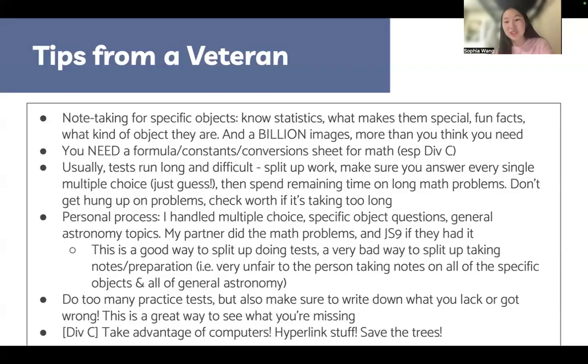Next, astronomy tests usually will run long and difficult. Lots of questions, not a lot of time to answer them, and they're going to be really hard. So my recommendation is that you and your partner split up the work. Just tear it in half if you're allowed to. Check that you're allowed to. Make sure you answer every single multiple choice, just guess, and then spend the remaining time on the long math problems because they're usually not worth as many points as they take up time.